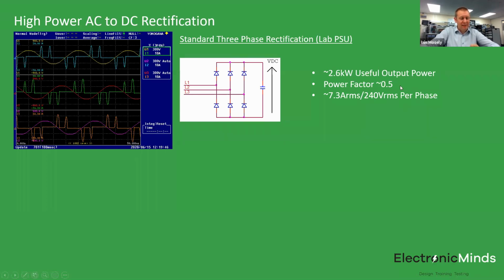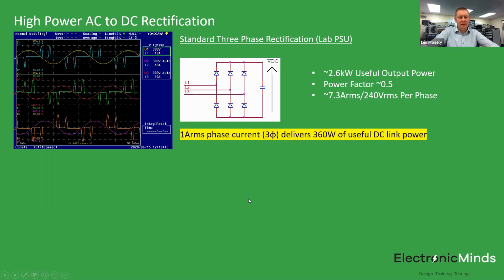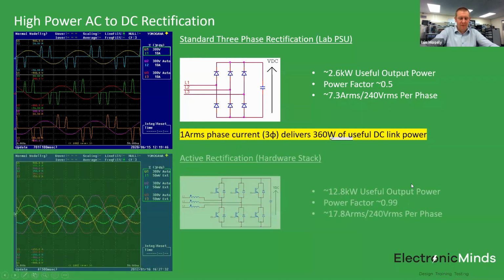And that is reflected in what's known as the power factor, which I'm sure many of you have come across. So in this system here, when I was running 2.6 kilowatts to grab this plot for the presentation, the power factor I noticed on the meter was about 0.5. And we were pulling about 7.3 amps RMS per phase. Now, if we try and normalize that, what that really means is that for a three-phase system with 1 amp RMS phase current per phase, we get about 360 watts of useful DC link power. So sounds okay, but the important point now is if we compare that to an active rectifier.